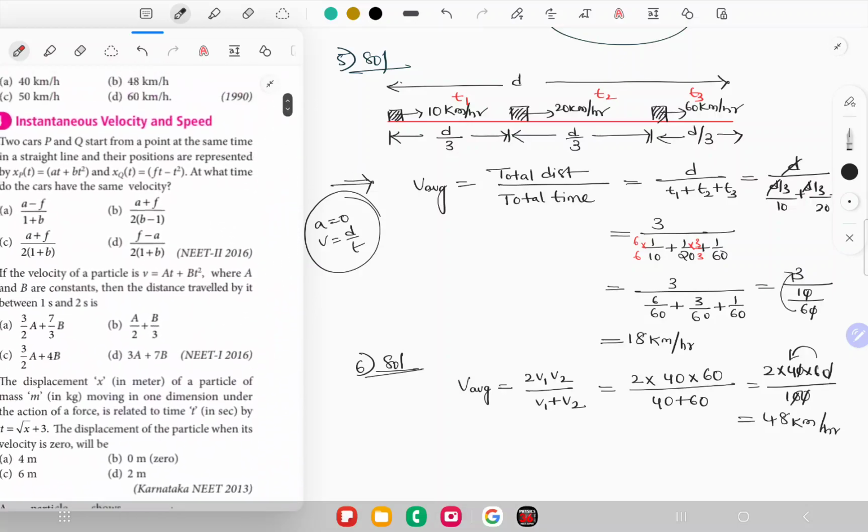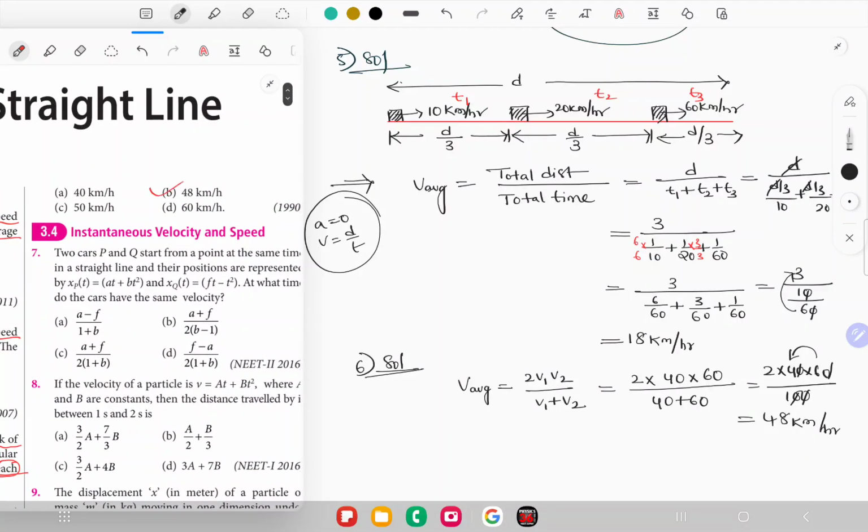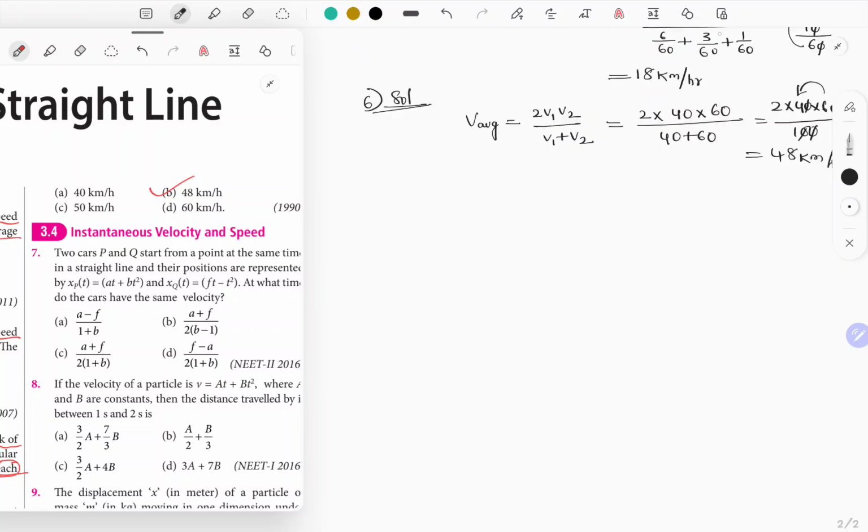Check out which option matches here. Option B for question number 6. Option B is correct. Hope you understood. Very good.